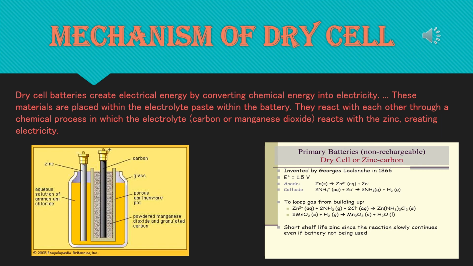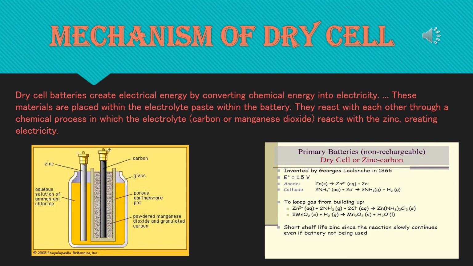Polarization is removed as hydrogen reacting with MnO2 produces water. In the cell, due to this chemical reaction, the carbon rod and zinc become respectively positive and negative poles. In this cell, zinc is gradually eaten away and ultimately the cell becomes useless. This may be noted that a dry cell is not completely dry, a little water is present in the paste. But if you touch the dry cell from outside, it looks dry, that's why it is called a dry cell.